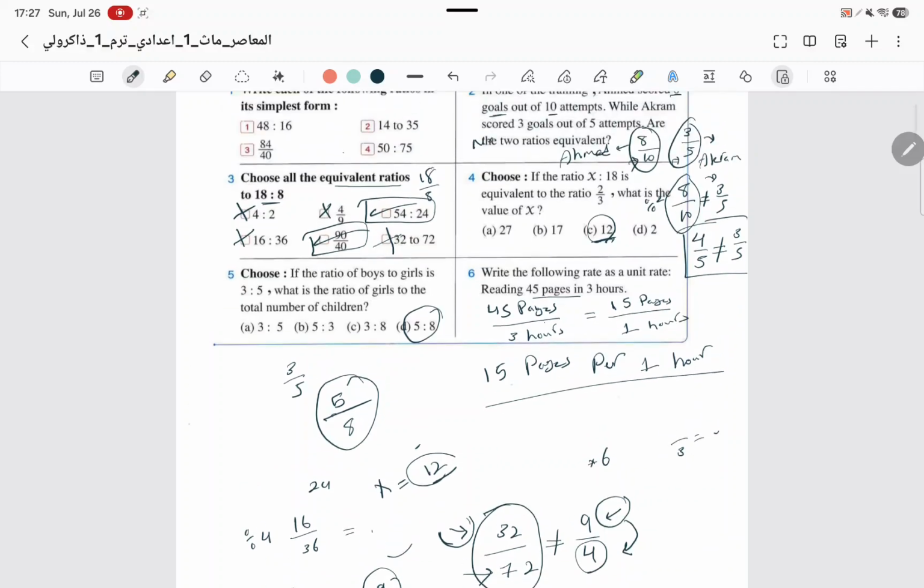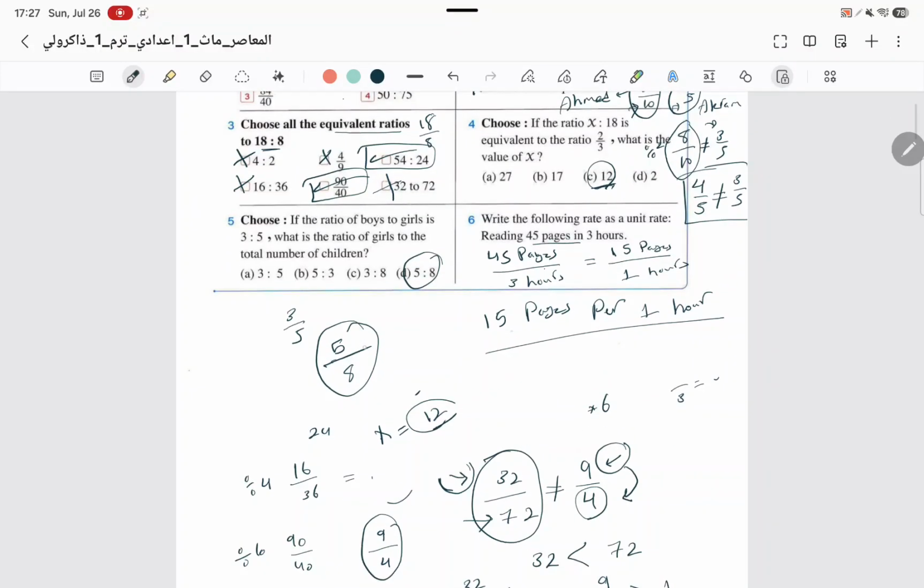And that is all the ideas we have in this lesson. And inshallah, in another video we'll talk about proportion and something else. We will explain and simplify it as well, and we will try to solve examples to make the idea easy.